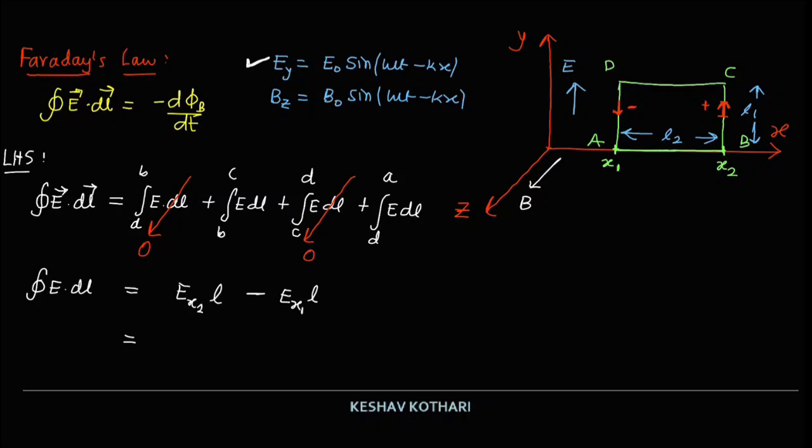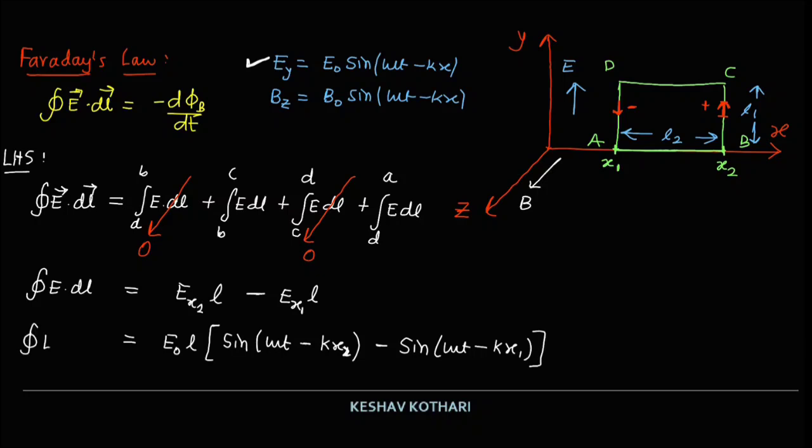If I take E naught and L common, at x2 we write sine of omega t minus k x2, minus sine of omega t minus k x1. So this is the left hand side of the expression that we obtain for E dot dl, by applying Faraday's law in the loop ABCD. Now we come to the right hand side of the expression.